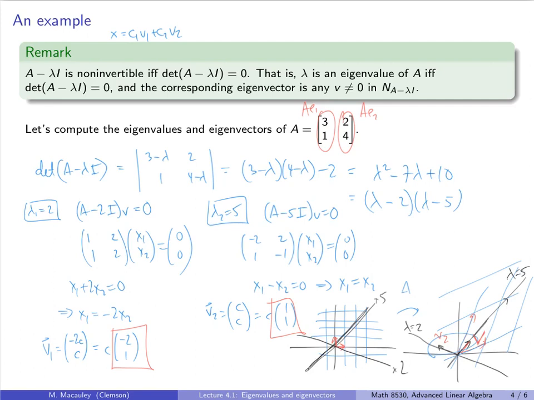And the reason why is because if we write A times x with this basis, then we get A times (C1 V1 plus C2 V2), which is C1 A V1 plus C2 A V2, which is C1 lambda 1 V1 plus C2 lambda 2 V2. Now, why is this so helpful? Well, imagine that instead of computing Ax, we want to compute A to the power of 1,000 times x.